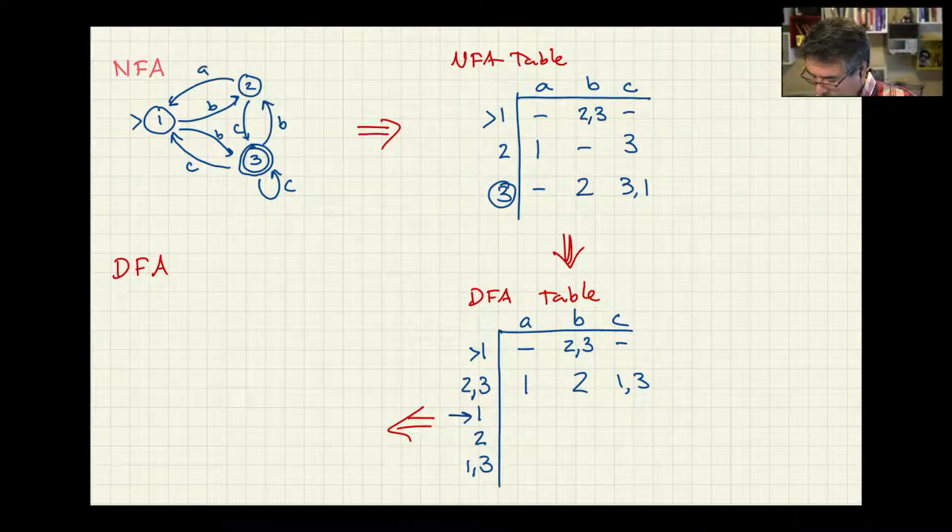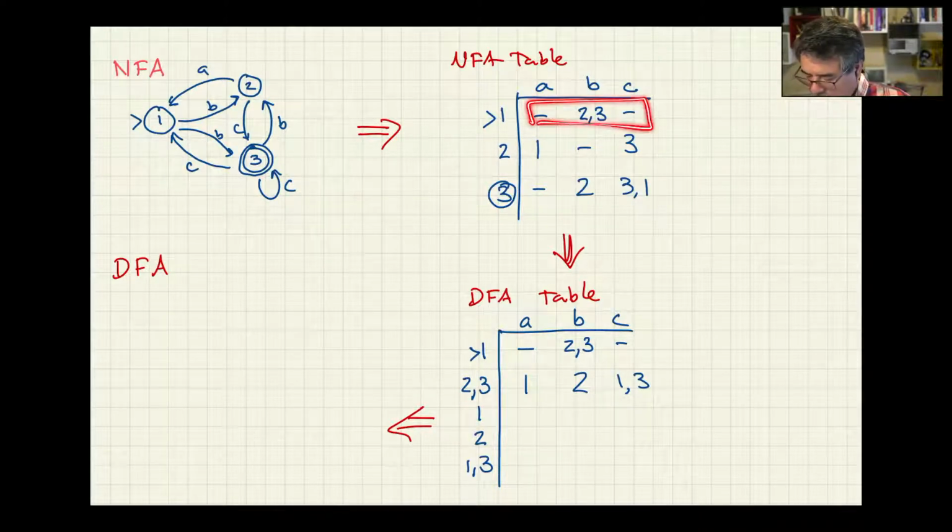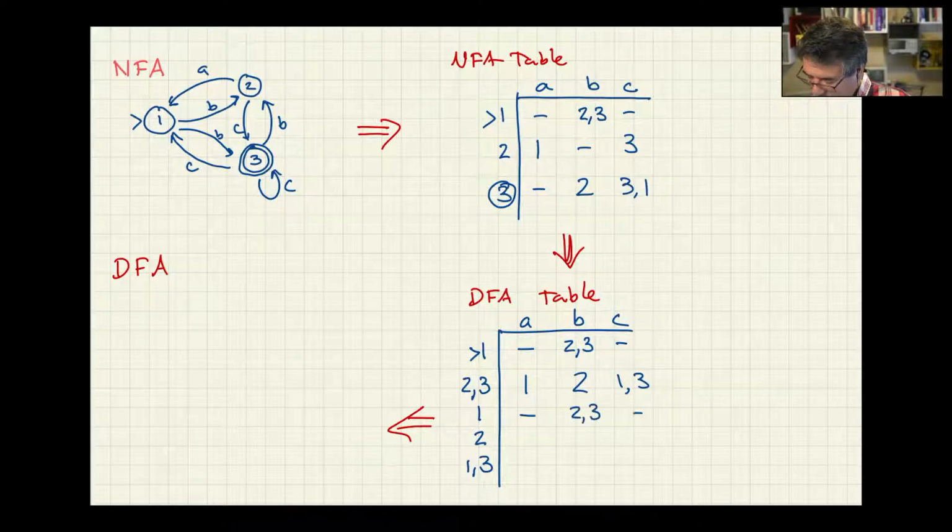So we're on this row right here. Okay, so we're in the 1 row here. We can basically just copy what we see here, because 1 on an A is going to go nowhere, 1 on a B is going to go to 2, 3, and 1 on a C is going to go nowhere. So we'll just copy that. Dash, 2, 3, dash. Now, we didn't add anything new to the table, so we'll move on to the next row.